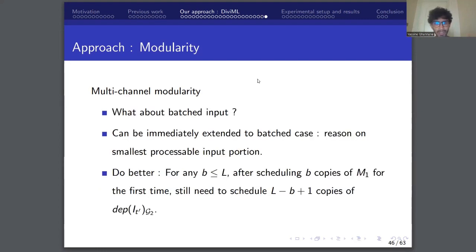Still, what I expressed before only works directly for the latency case. So what happens in the throughput optimization with batched input? This can be immediately extended to the batched case with the reasoning on the smallest possible input on all given hardware platforms. But we can still do better when starting with a global input of size L. After scheduling the B copies on the first module, we still need to schedule L minus B plus 1 copies on the dependency graph of the inputs of G2. And this allows trickling down the whole input throughout our graph, obtaining a better lower bound than just proceeding naively with the smallest possible input.